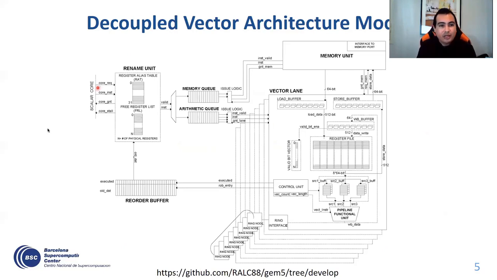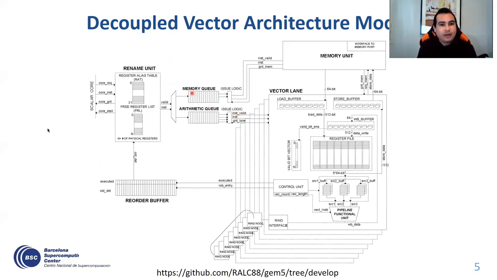At this moment, the vector engine can be connected to the in-order core provided by gem5. And once the model receives vector instructions, the first step is to rename the instruction. In the renaming unit, we can configure the number of physical registers. In the next step, we assign one entry in the reorder buffer, and we also send instructions to the corresponding queue. It can be the memory queue or the arithmetic queue, according to the instruction type.